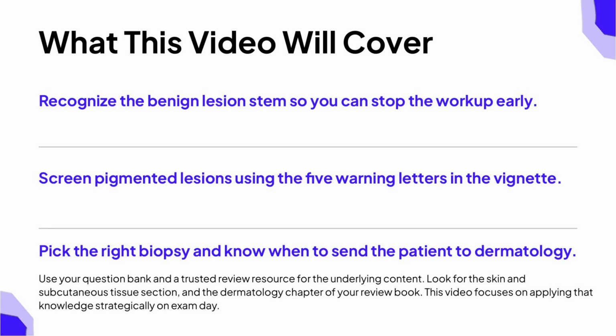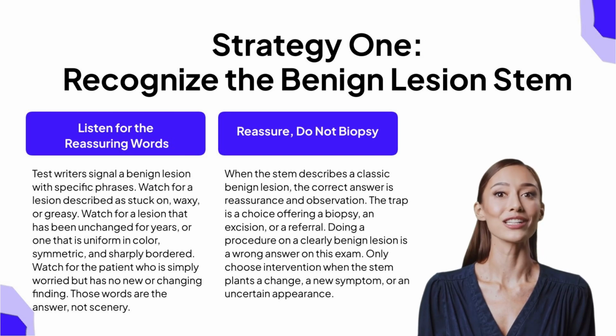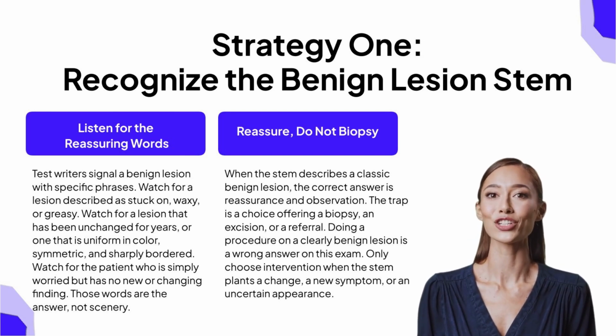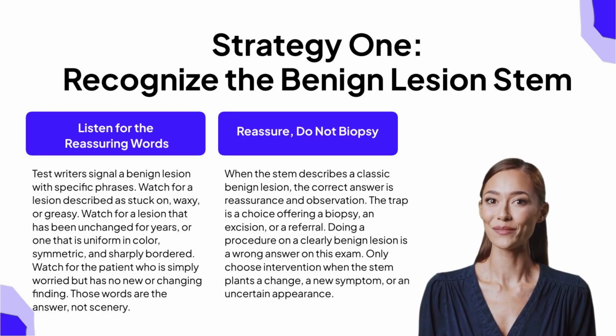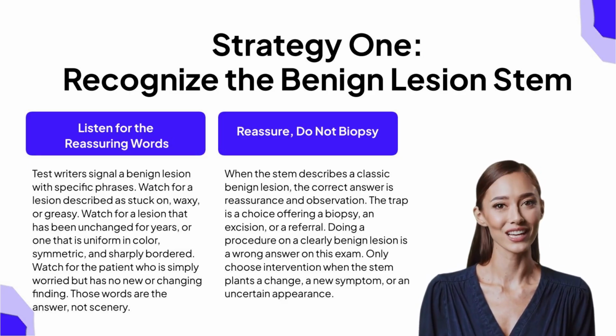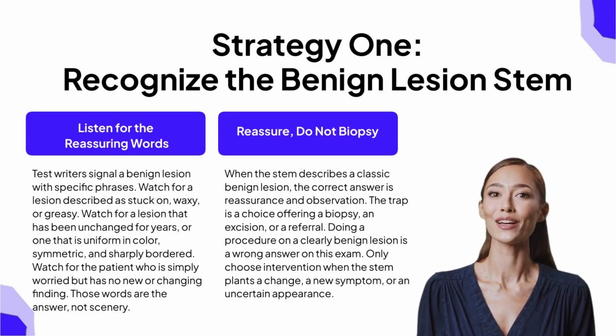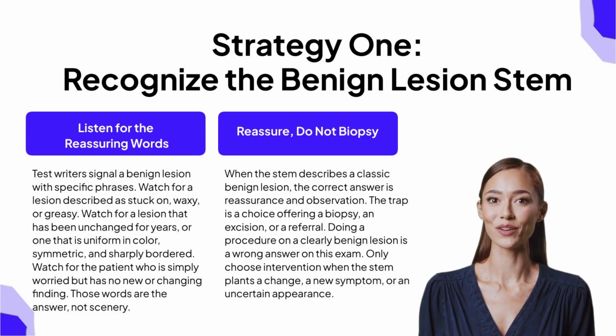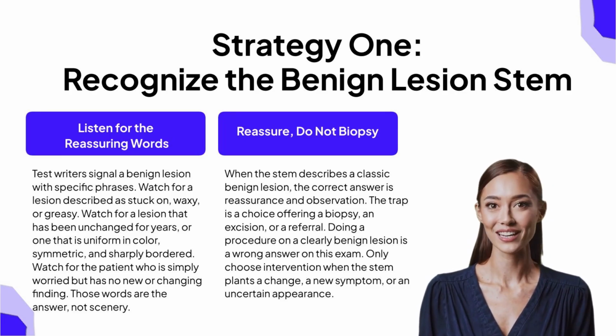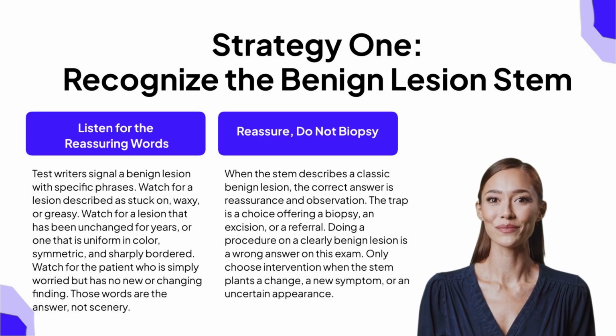For content, work the skin and subcutaneous tissue section of your question bank and the dermatology chapter of your review book. Strategy 1 is recognizing the benign lesion stem. A large share of skin questions test whether you can leave something alone, and the writers use a consistent vocabulary. Stuck on, waxy, or greasy in an older adult points to seborrheic keratosis. Symmetric, uniform, sharply bordered, and unchanged for years points to a benign mole. Soft, compressible, and mobile points to a lipoma. A firm nodule on the leg that dimples when pinched points to a dermatofibroma.